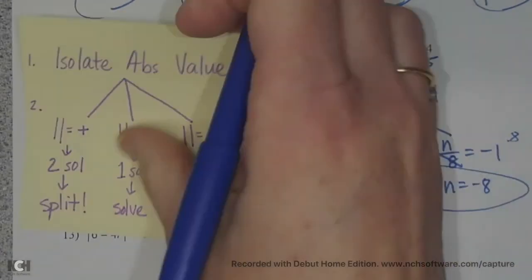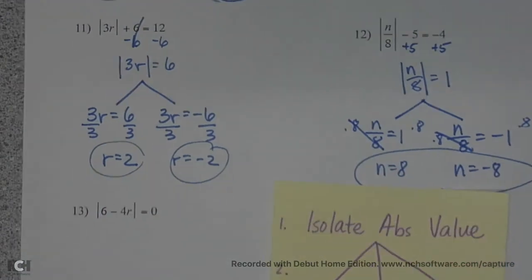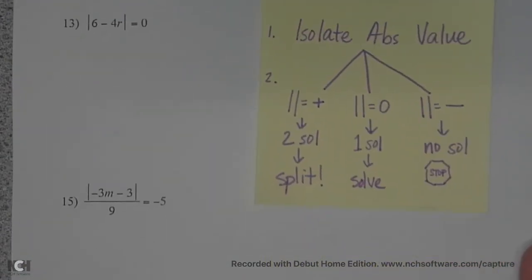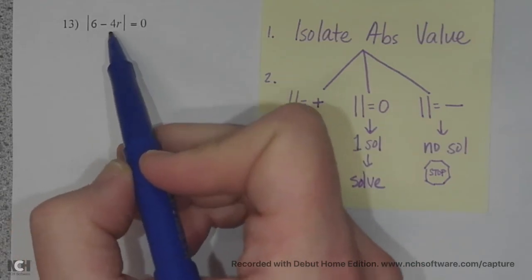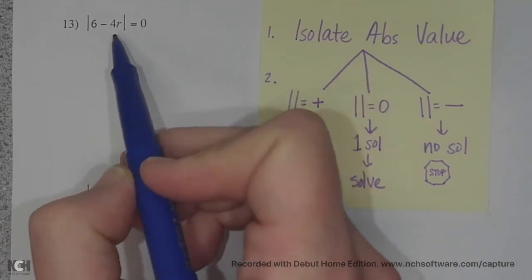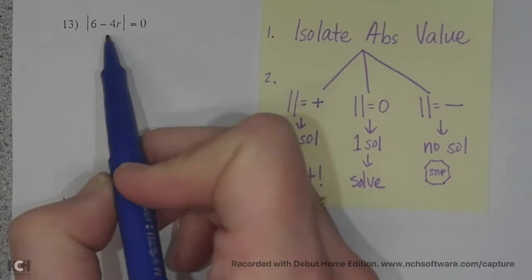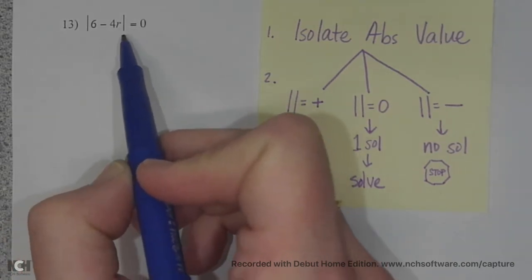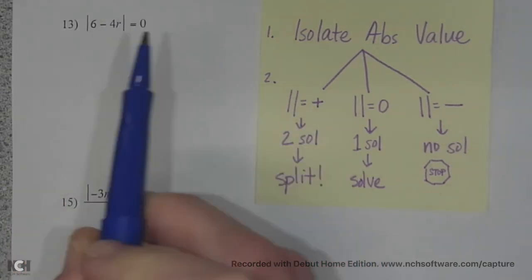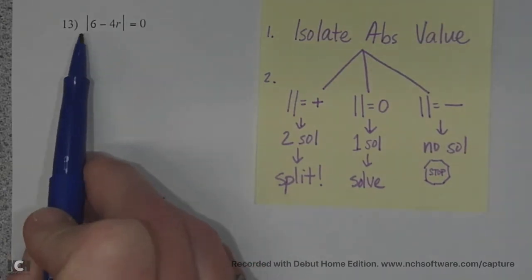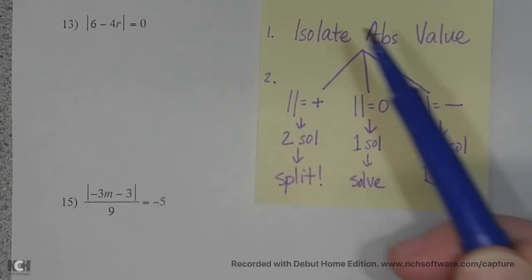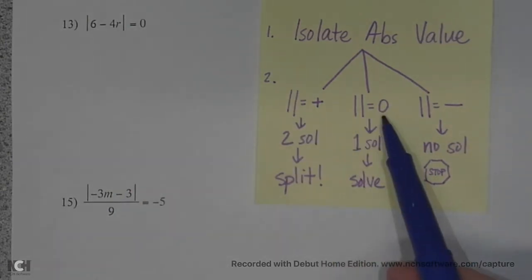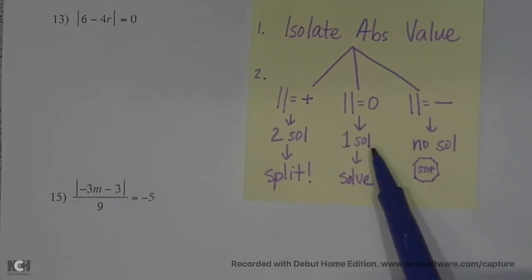All right, let's look at number 13. We're getting there. In number 13, you have the absolute value of 6 minus 4r equals 0. Step 1, isolate that absolute value part. Is it already isolated? Yeah, it is. There's nothing else on its side of the equal sign keeping it company. So look at the number on the other side of the equal sign. We have a 0, and that means one solution.